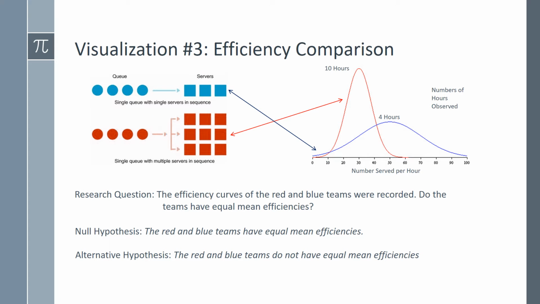So look at visualization number three, which is an efficiency comparison. Our research question states the efficiency curves of the red and blue teams were recorded. Do the teams have equal mean efficiencies? As you look at your screen, you'll see the two comparisons. And we derived a null hypothesis which states the red and blue teams have equal mean efficiencies, and an alternative hypothesis which states the red and blue teams do not have equal mean efficiencies.